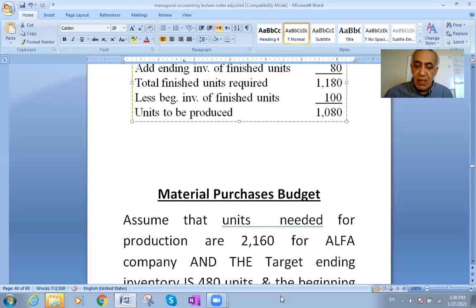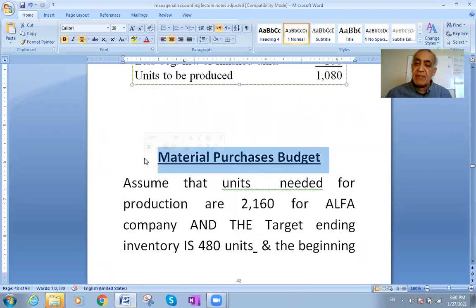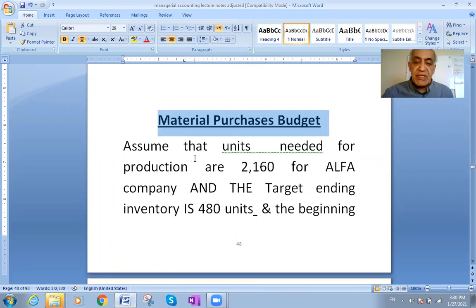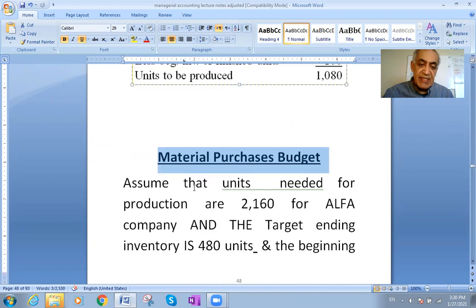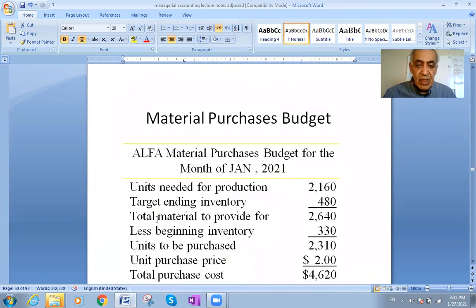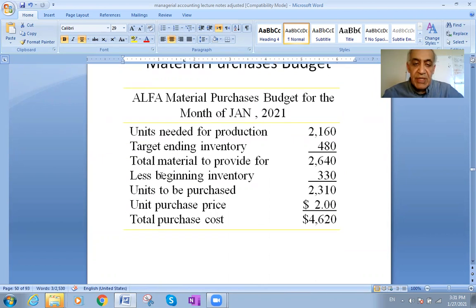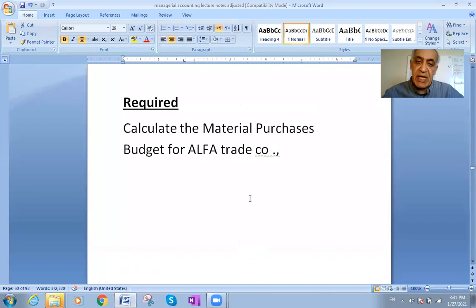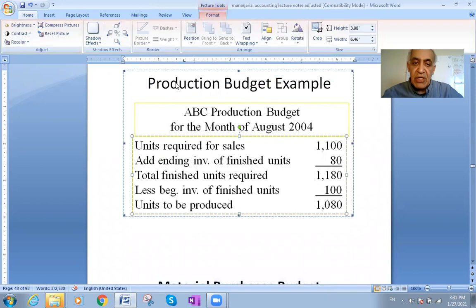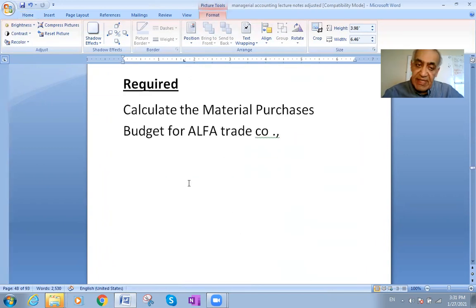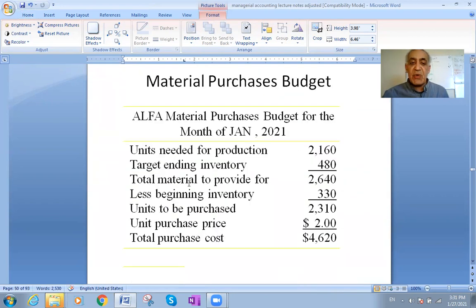The same idea applies to the materials purchase budget. It's the same in everything. Exactly like we did here, we add the ending and deduct the beginning, exactly what we did for the production. So for the production budget and materials, it's the same thing as finished units. It's the same idea.